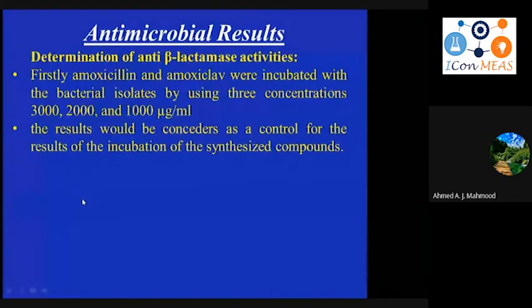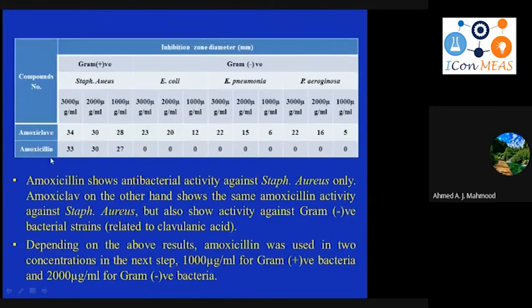Now about the determination of anti-beta-lactamase activity. Firstly, amoxicillin and amoxiclav were incubated with the bacterial isolate using three concentrations, 3000, 2000, and 1000. The result will be considered as a control for the incubation of the synthesized compounds. This is the result for amoxicillin and amoxiclav. We noticed that amoxicillin shows antibacterial activity against Staph aureus only, while amoxiclav shows the same activity against Staph aureus, but also shows activity against the gram-negative bacterial strains, related to the clavulanic acid.